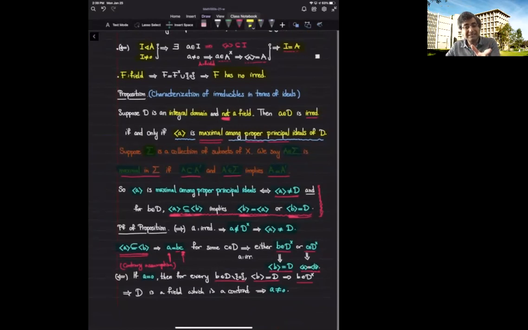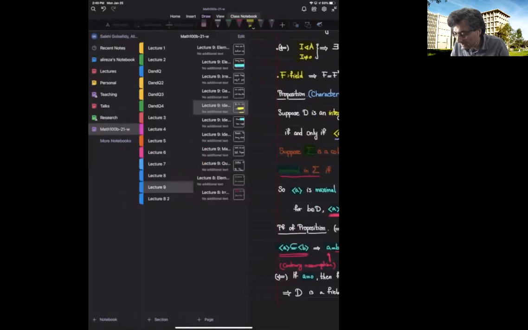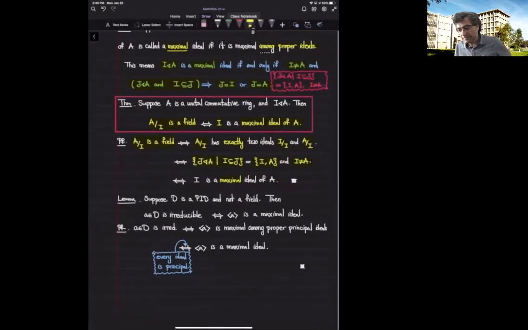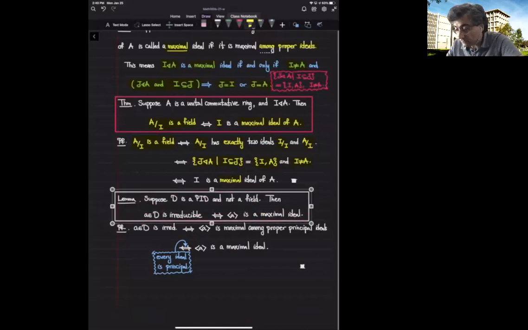Now, if I am in a PID, then every ideal is principal, which means being maximal among proper principal ideals is the same as saying that it is maximal. Okay, so now we go back to where we were, and we see that in a PID, which is not a field, because we needed this assumption in order to be able to characterize irreducible elements in terms of the ideal generated by them, when D is a PID and it's not a field, then an element is irreducible precisely when the ideal generated by that element is a maximal ideal.